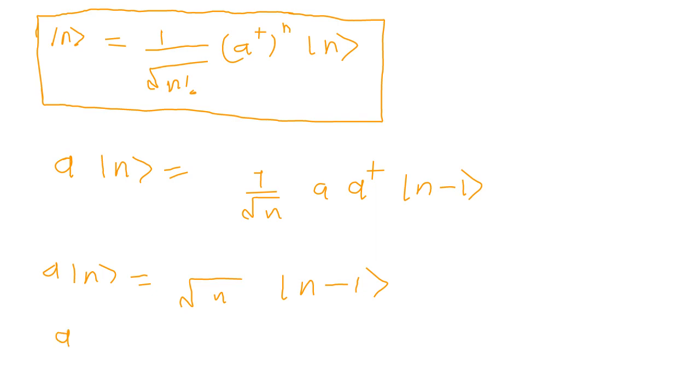And similarly, a dagger acting on n will give you, I think everyone is familiar with this, because we have been working with these simple harmonic oscillator operators. So this gives you square root of n plus 1, times n plus 1. This I won't include in the lecture slides because it's just mere revision.